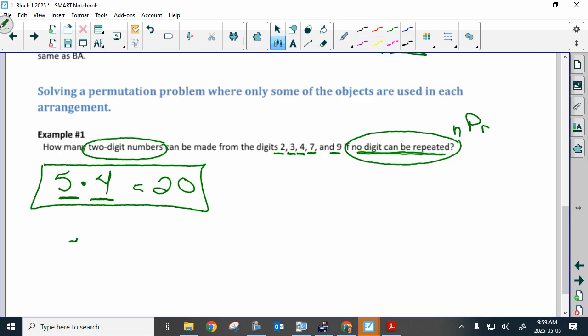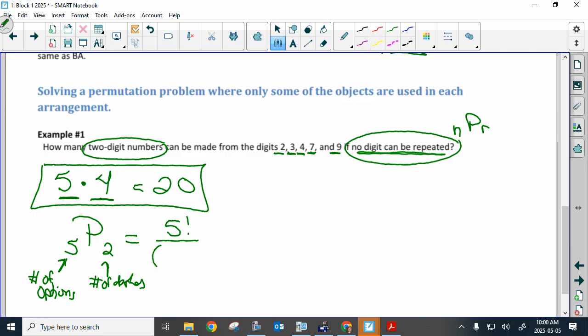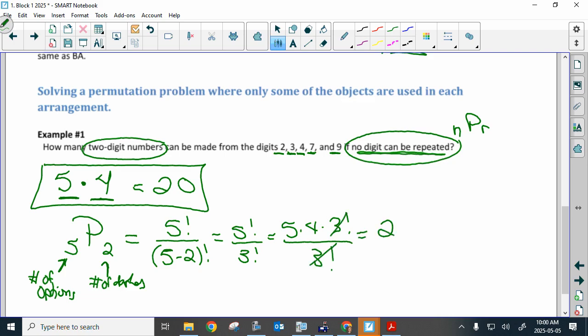Another way of representing this is we've got 5 digits presented to us, but I'm only going to place 2 of them. So using the permutation formula, this is basically your number of dashes, and this is your number of options. And I'm going to finish this, guys. So 5 factorial all over 5 minus 2 factorial. So 5 factorial over 3 factorial. This would give you the same thing as the fundamental counting principle. So I just need you guys to recognize that this or this would be suitable for this question.